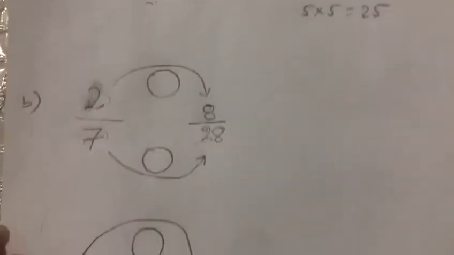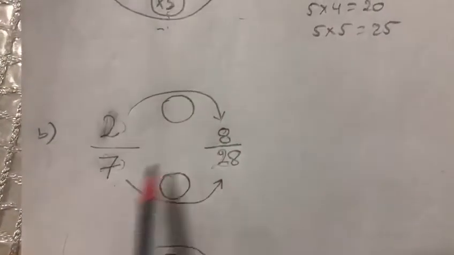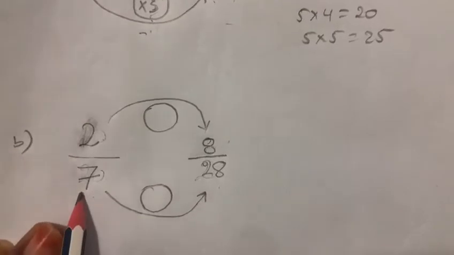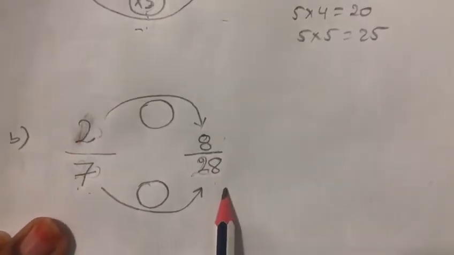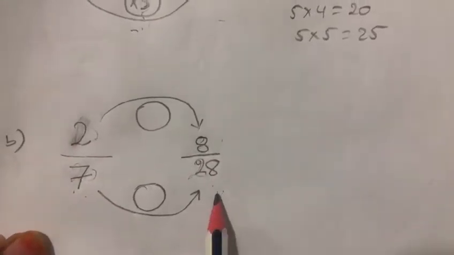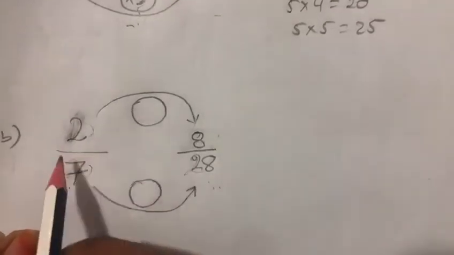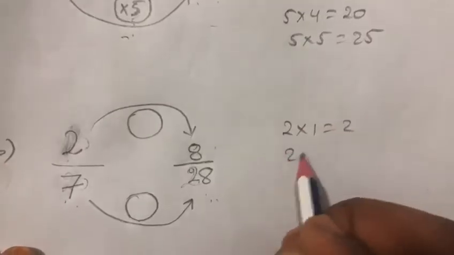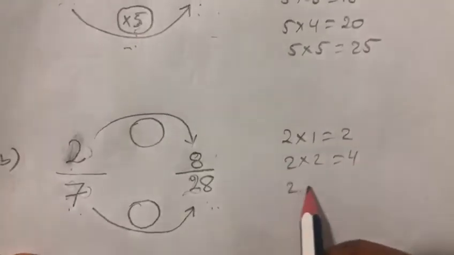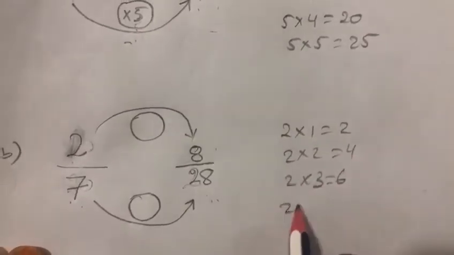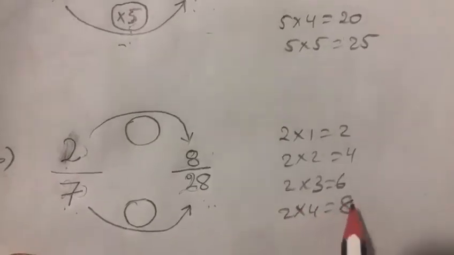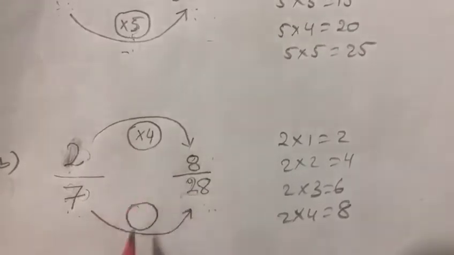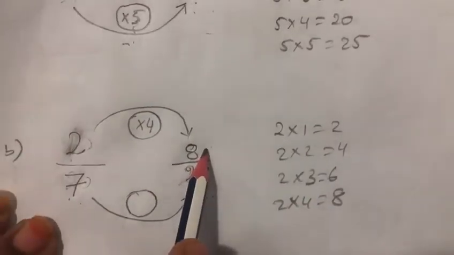Let's look at example 2. Again, we have here 2 over 7 and we have here 8 over 28. So you can see it is from a smaller fraction moving to a bigger fraction. So that means an increase, or we should multiply. So I will check again my table of 2. That gives me 2 times 1 is 2. 2 times 2 is 4. 2 times 3 is 6. 2 times 4 is 8. So it means that 2 times 4 gives us 8. So it means this fraction has been multiplied by 4 to get 8.